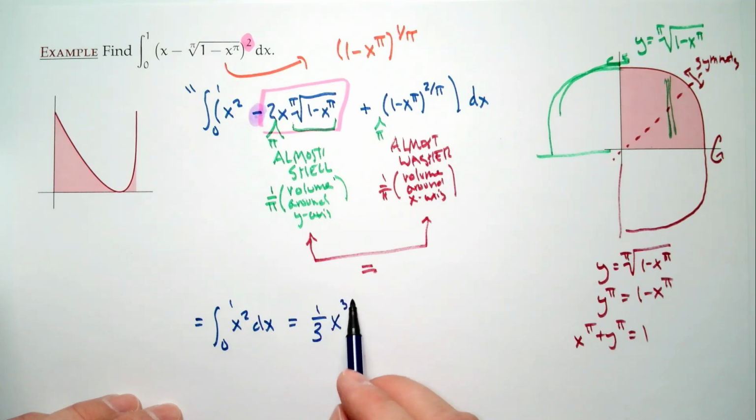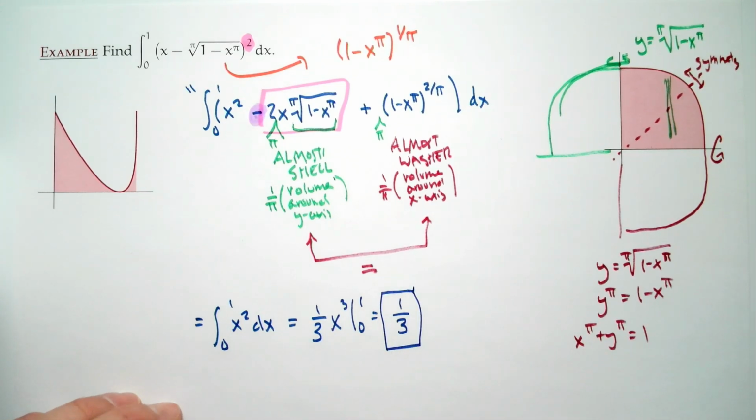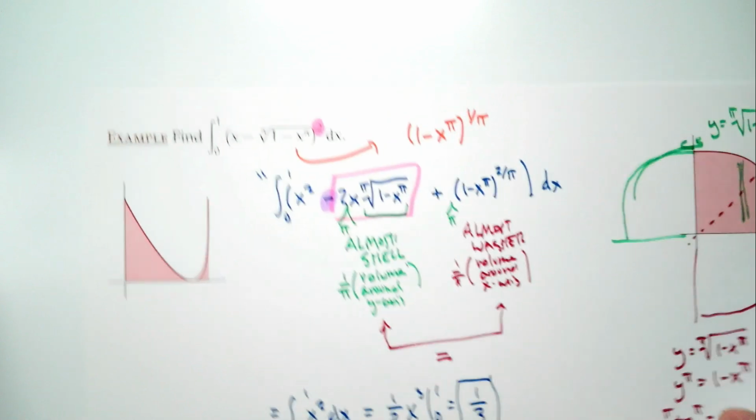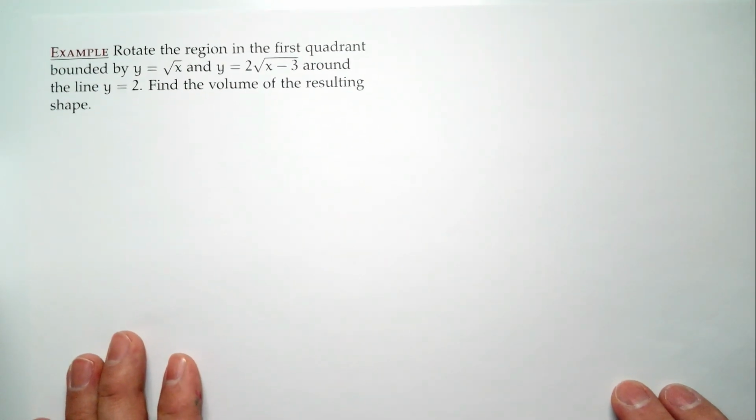One third x cubed from 0 to 1, giving us the final answer of 1/3. That's it. So it's good to be able to detect, hey, I can think of this as a volume, and I can use that information to help me. All right. Well, let's try one more.